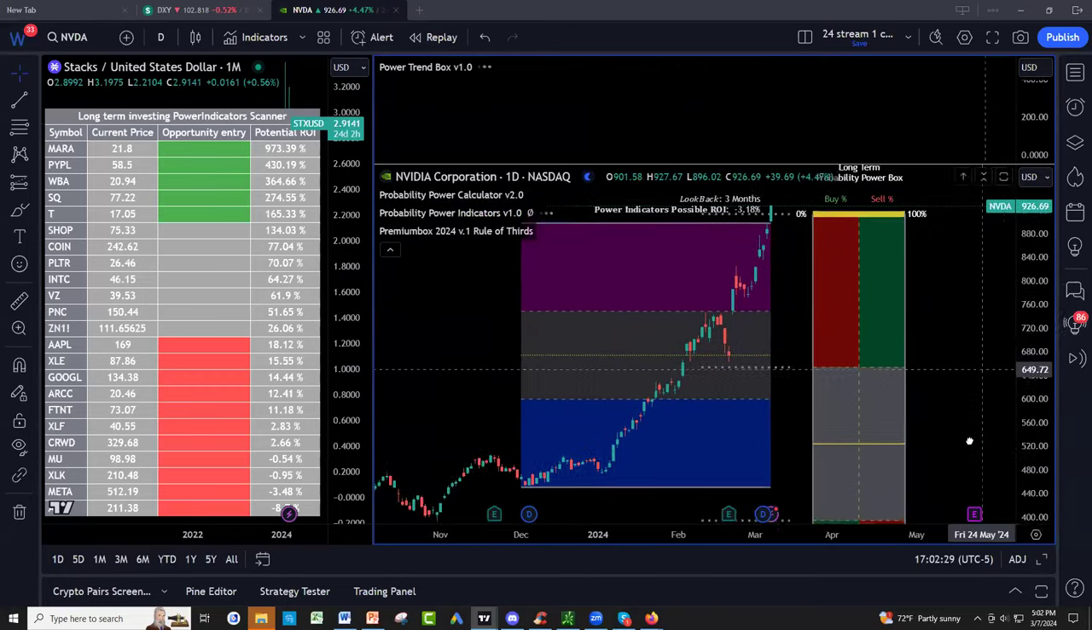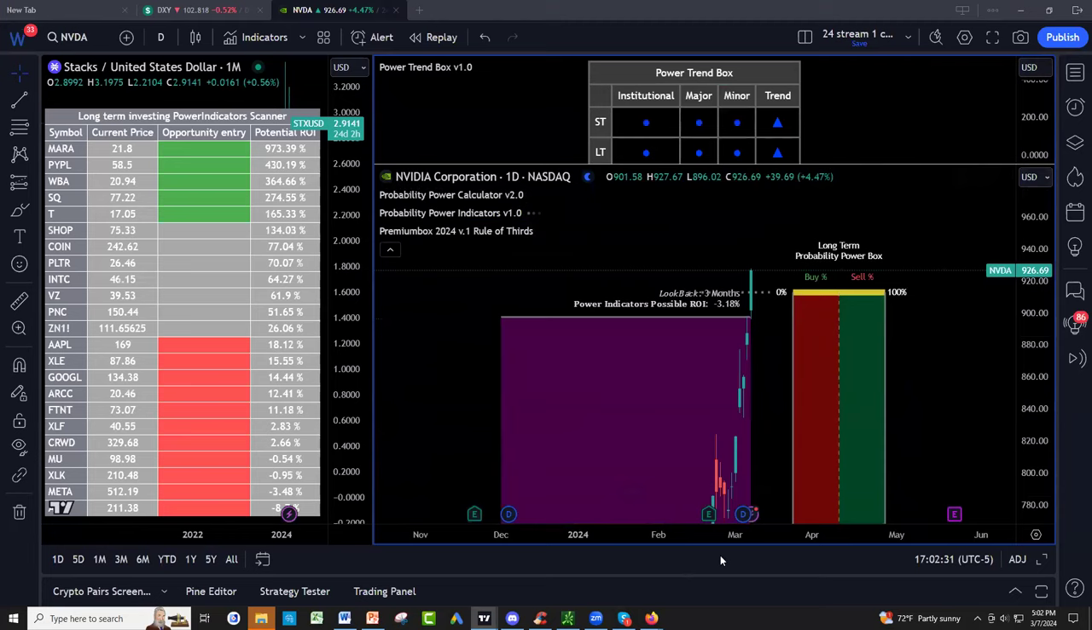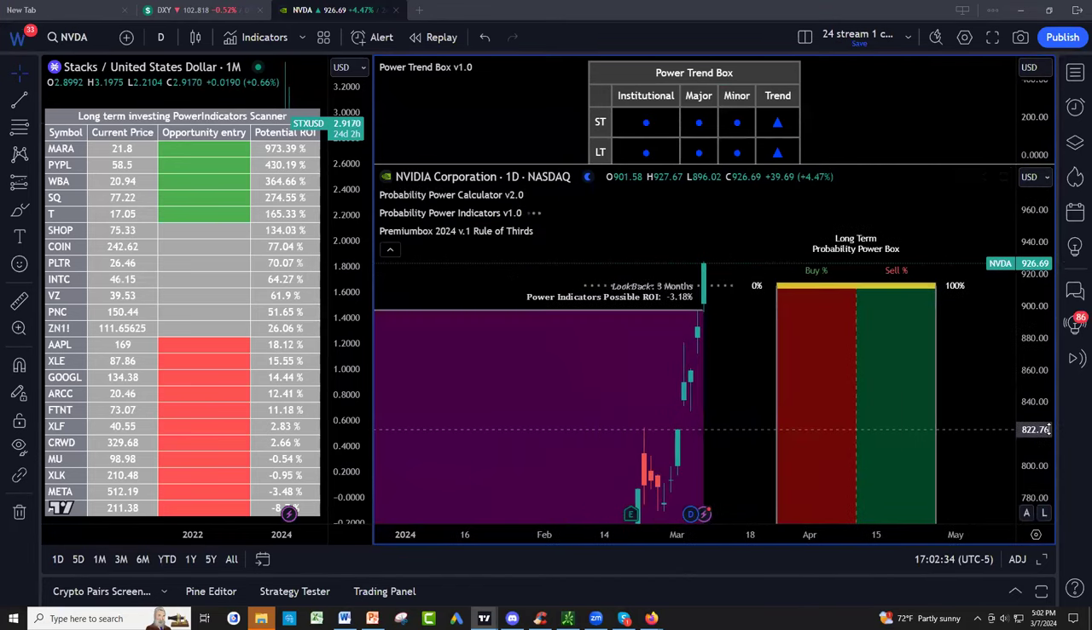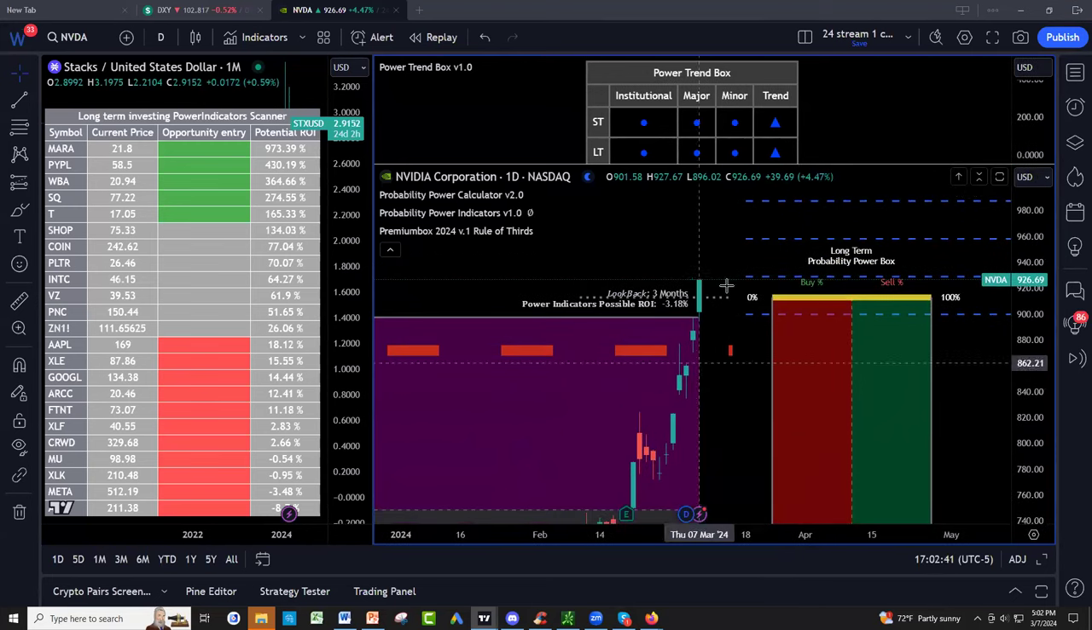Look at NVIDIA. Do you see NVIDIA? It's a beautiful case study that I'm showing you. NVIDIA has blown up all the edges. This was the reduce your size box, sell box, and it blew up all the edges. It did exactly what I told you, 80 to 90% chance of continuation higher than the 915. 915 was the top at 100%.